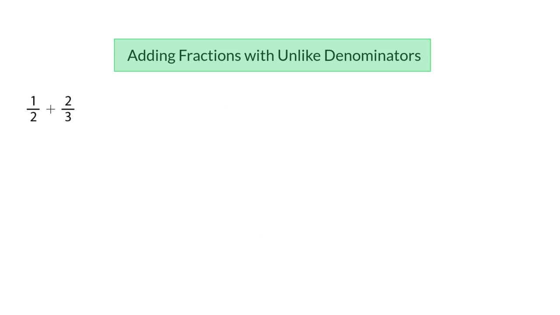Today I'm going to show you how to add fractions with unlike denominators. So here you can see we have 1/2 plus 2/3, and the denominators are not the same, so we would say they have unlike denominators. And at first glance, it might seem quite straightforward to add these.